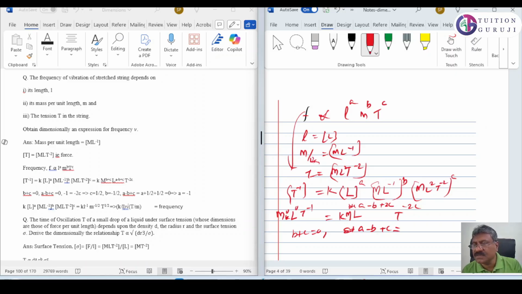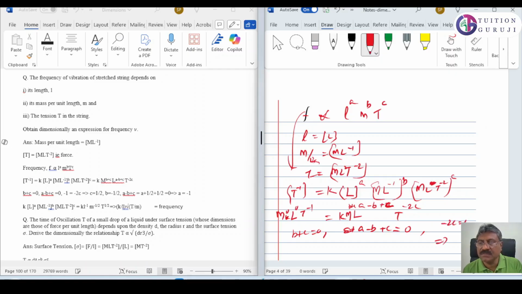A minus is not 2C. L is actually ML. Force is ML, not ML square. This is C. So A plus B plus C is equal to 0.